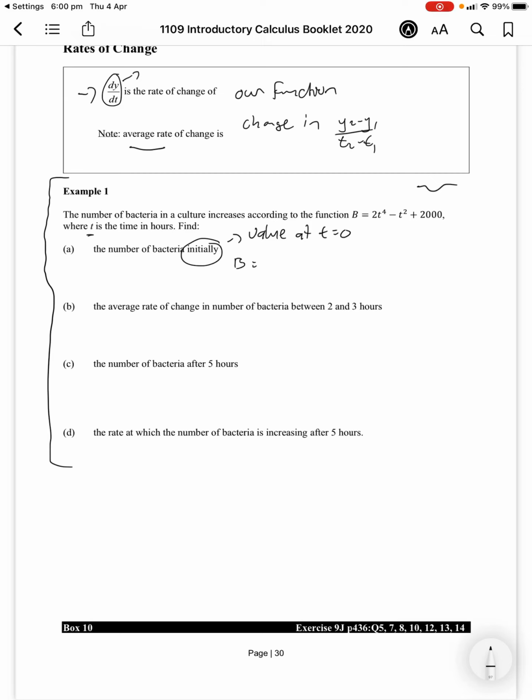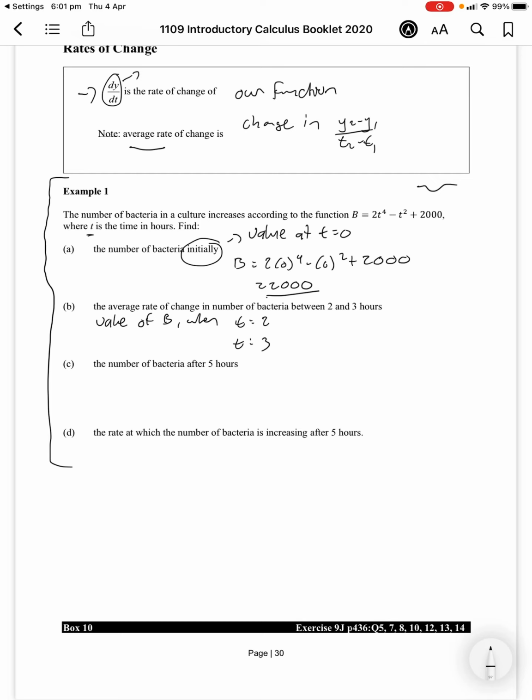We're going to sub 0 into this function here, and we're going to end up with 2000, which means that's the initial amount of bacteria at time 0. We can go from here. The average rate of change in the number of bacteria between 2 and 3 hours. What we're going to be looking at is the value for B when t is equal to 2 and t is equal to 3. And we can see how it changes to find that rate of change.